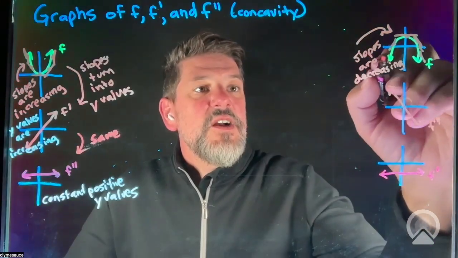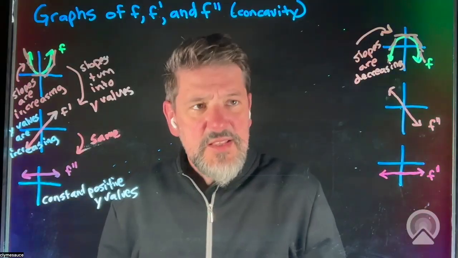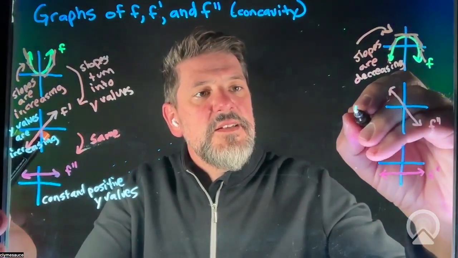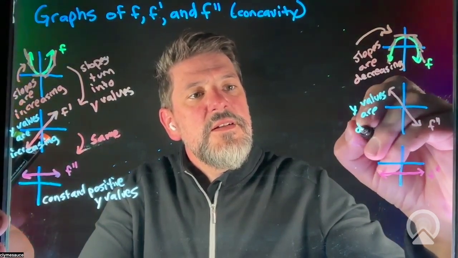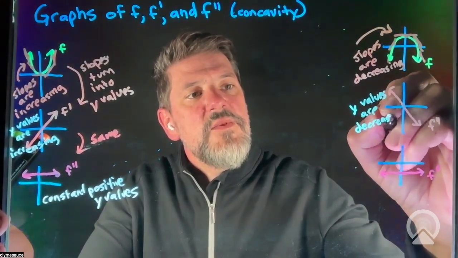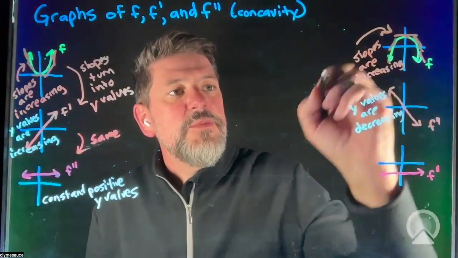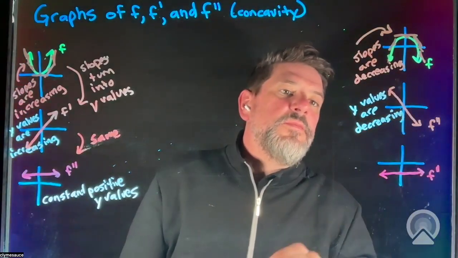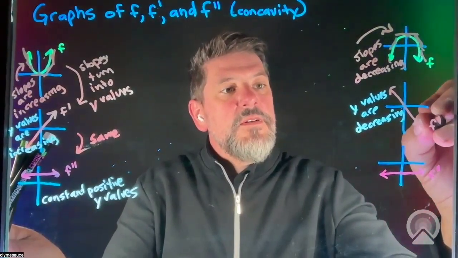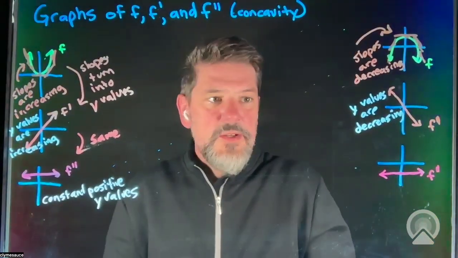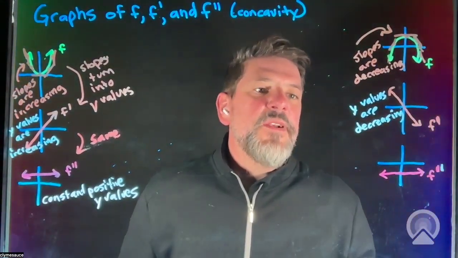That means the slopes are constantly decreasing, which means on this graph, what we would expect, and that's what we see, is that the y values are constantly decreasing. So the takeaway here is that the y values of one are the slopes of the other. Since f prime, oh, that looks like two primes, doesn't it? That should just be one prime. f prime. And then this one down here should be f prime prime. I think I did have two primes there, but it should be f prime prime.